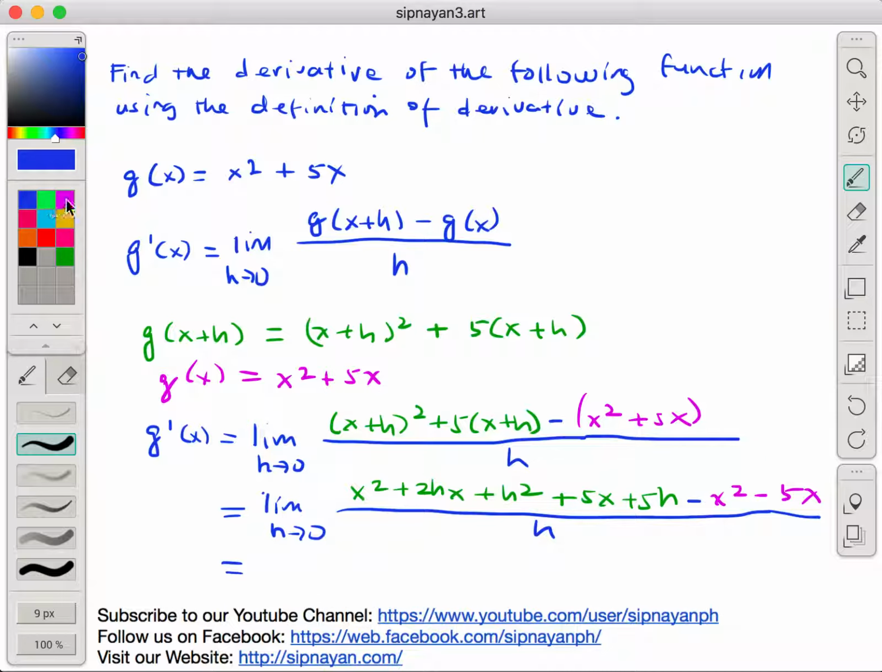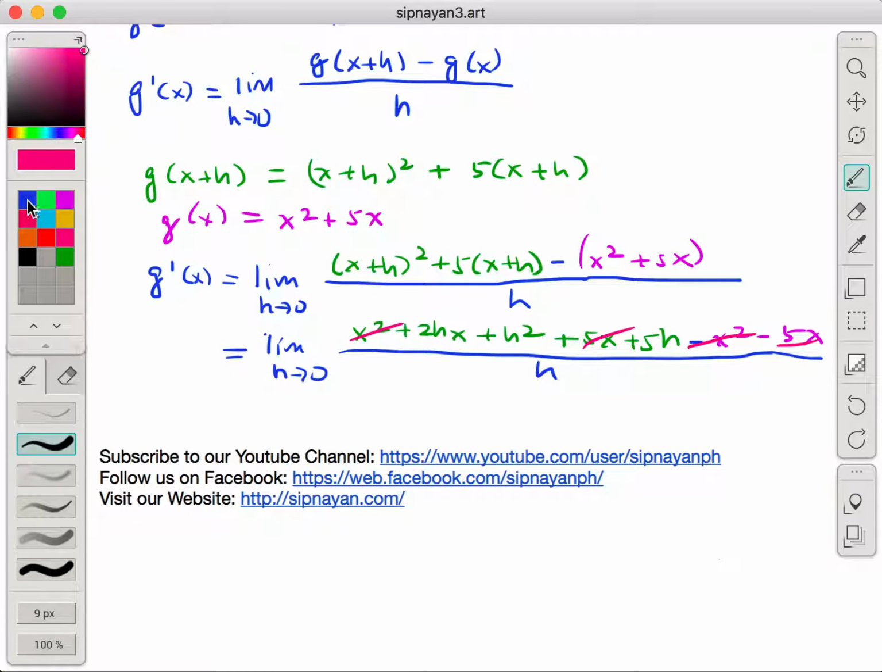So what happens here? The x squared minus x squared, we can remove that. It becomes 0. Then the 5x minus 5x is also 0. So what remains is 2hx plus h squared plus 5h over h. This is equal to, now that we have simplified, the limit as h approaches 0 of 2hx plus h squared plus 5h over h.